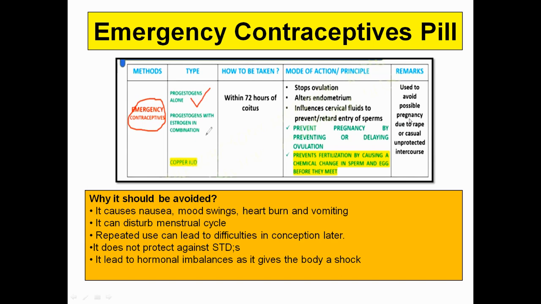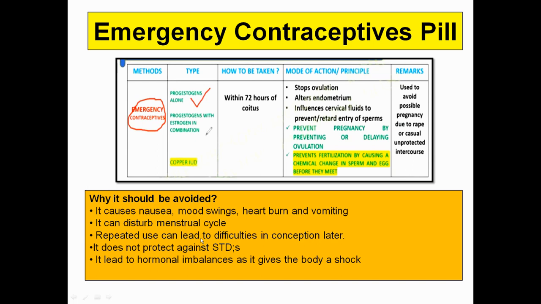They are needed to avoid pregnancy due to unprotected intercourse or in case of rape. Next is why it should be avoided, because various side effects are associated, as I have told you before. It causes nausea, mood swings, heartburn, and vomiting. It can disturb the menstrual cycle.